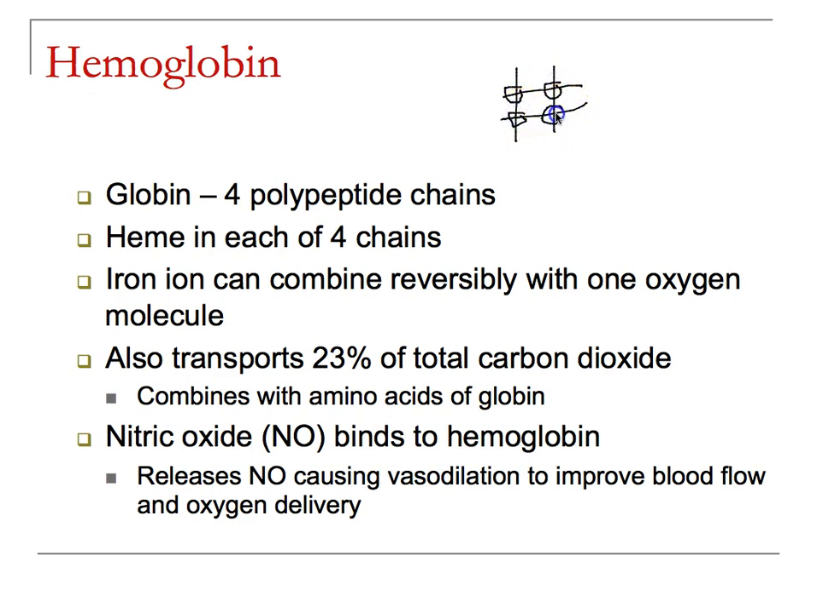And I'm oversimplifying this, but inside of here you have an iron binding group, Fe, and that is going to allow it to bind to 1 oxygen, 1 O2 here. So that means every single hemoglobin molecule inside of a cell can bind 4 oxygen molecules, right? Now, it can bind reversibly, and you'll see what causes that. It can also transport 23% of the total carbon dioxide.